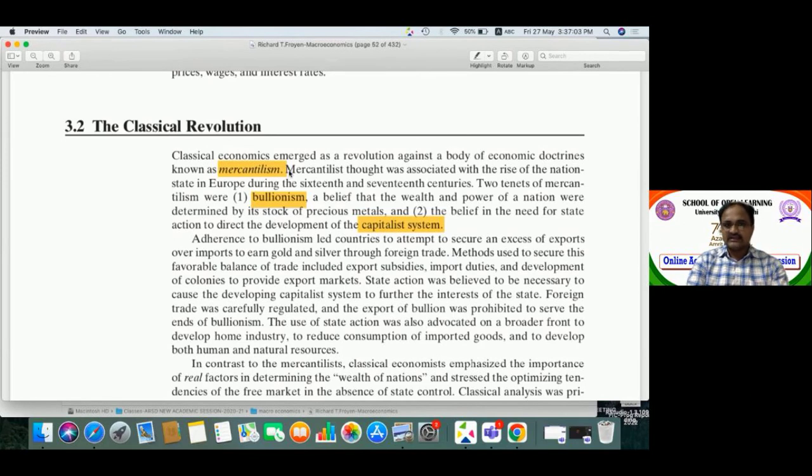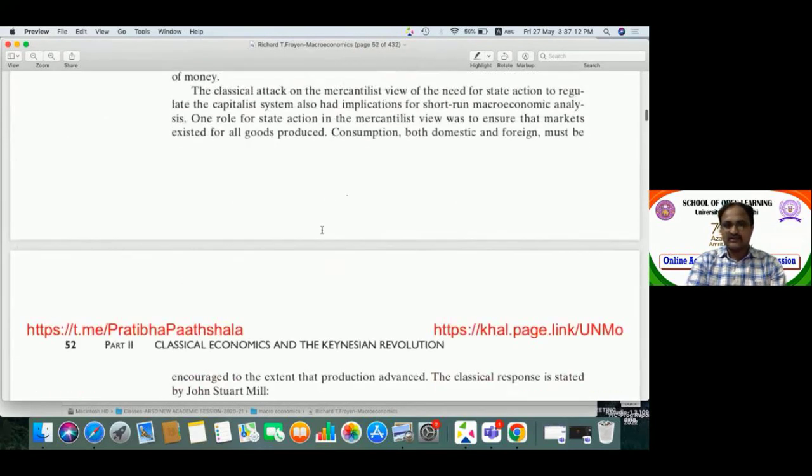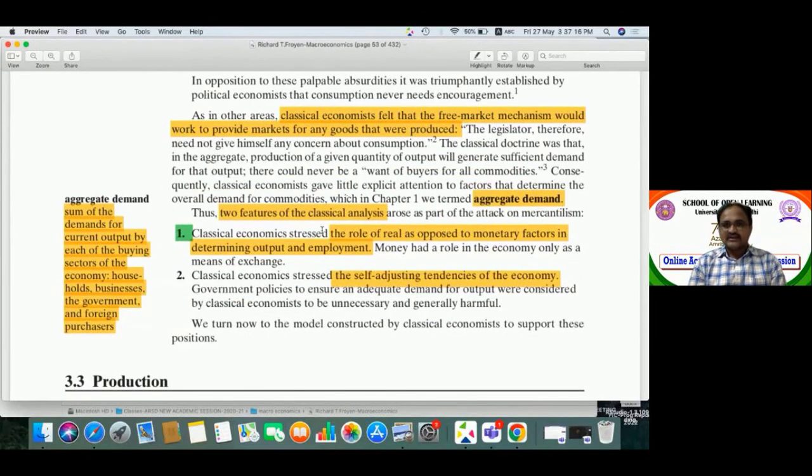In the classical theory, it emerged from the body of economic doctrine known as mercantilism. Generally, what is the classical theory? The classical economists stressed the free market mechanism. The classical theory describes how income and output fluctuate, or what the determining factors are. The classical economists stressed that the free market mechanism would work to provide markets for any goods that were produced. Got it?